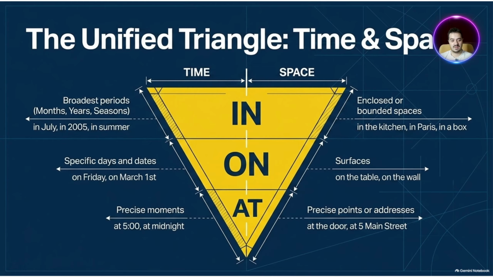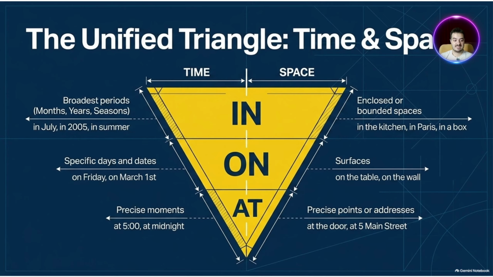When we say broadest points or periods, we're talking about a long period. And we use the word in to refer to them. For example, in July, in September, in August. When we try to talk about years, we say in 2005, in 1992, in 2012. And of course with seasons, in summer, in spring, in winter, and so forth and so on.